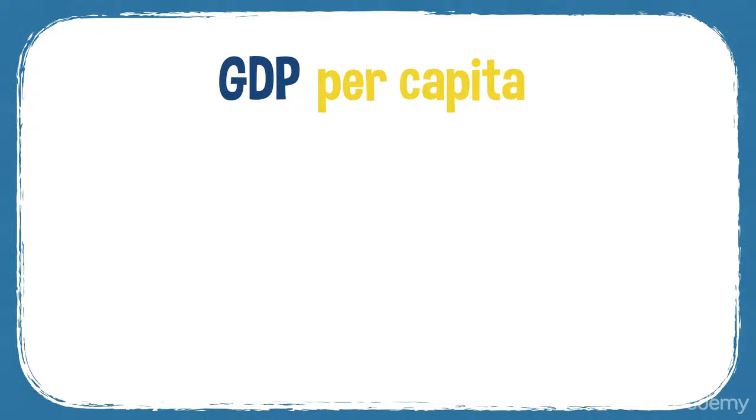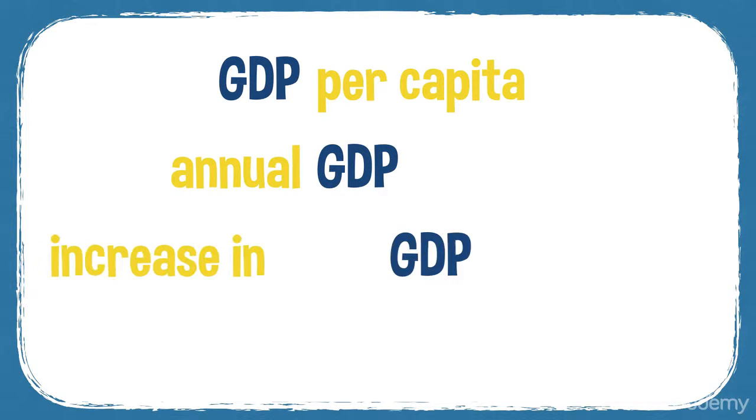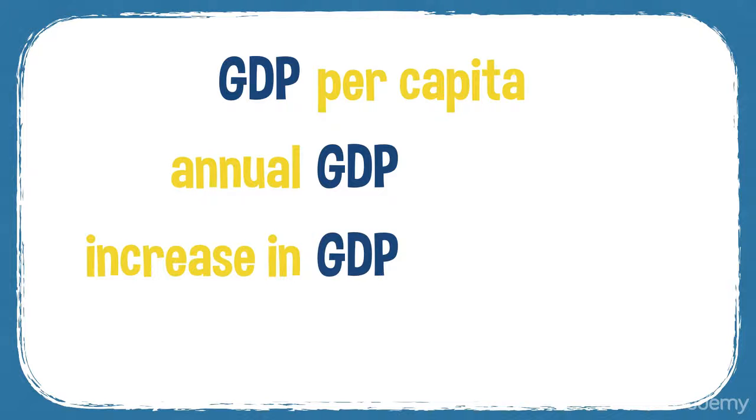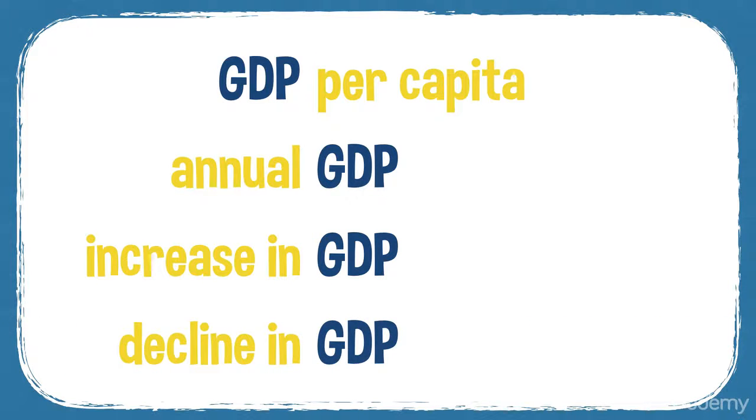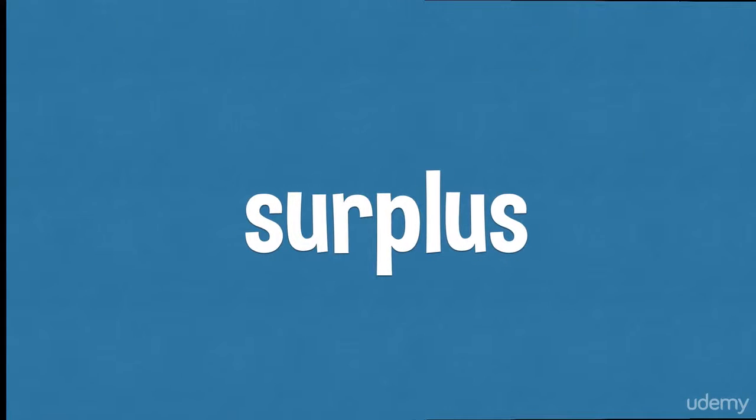So, a typical collocation then is GDP per capita, also annual GDP, increase in GDP, and decline in GDP. Now, GDP is a very specialised phrase, so there's no synonyms here, although you could use the word wealth. So the country's wealth is its GDP.